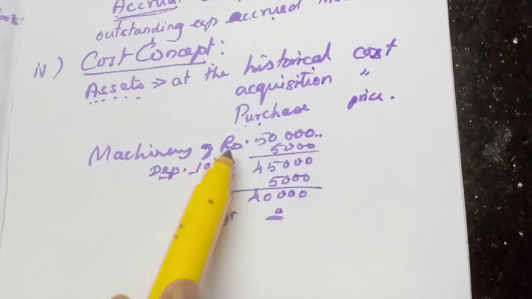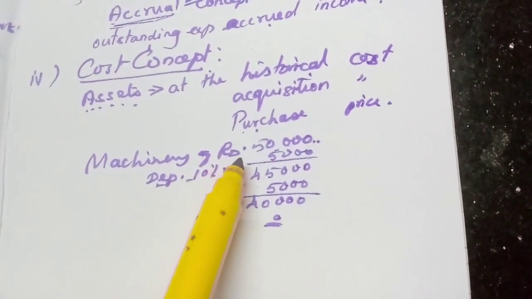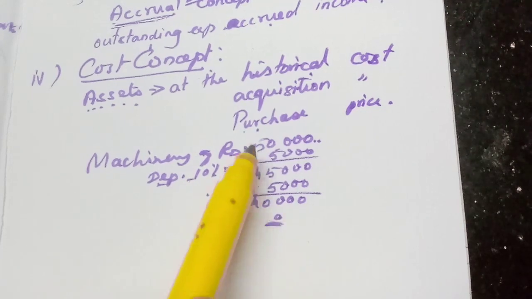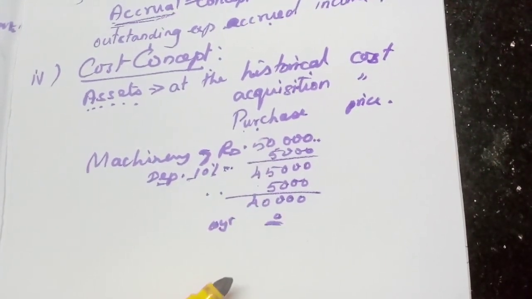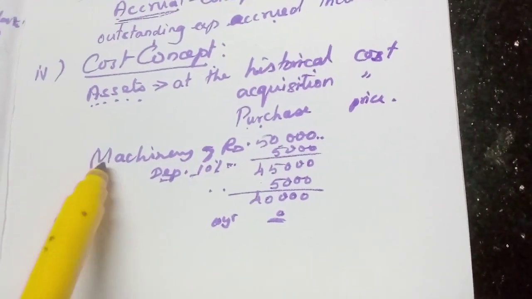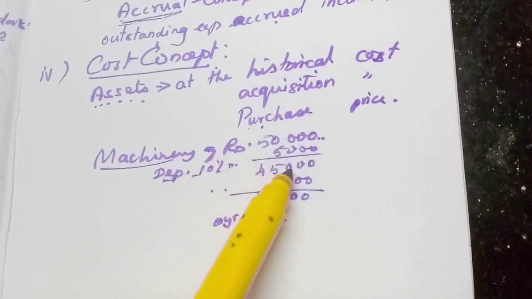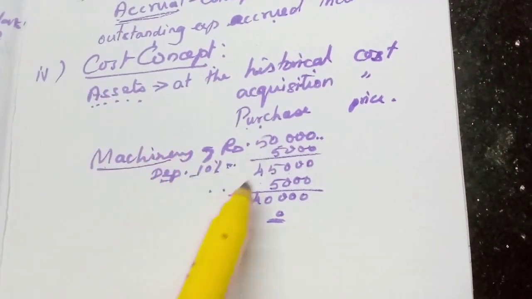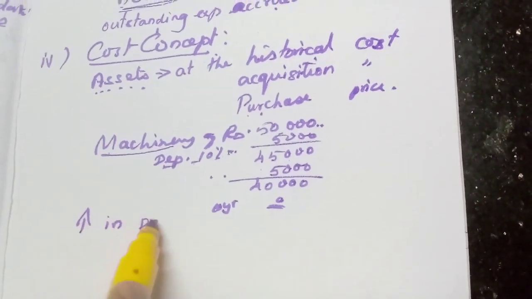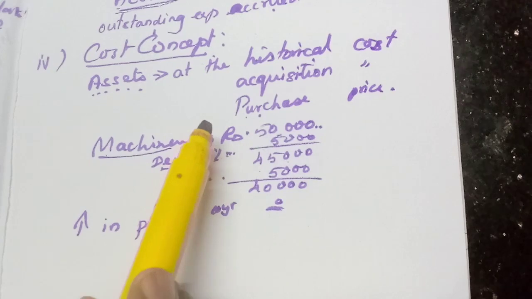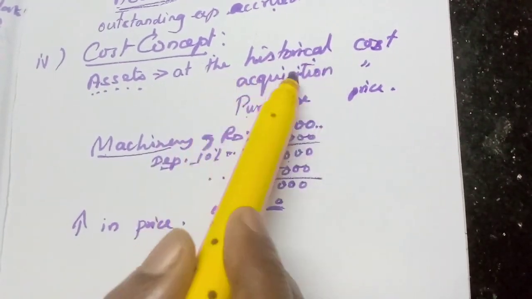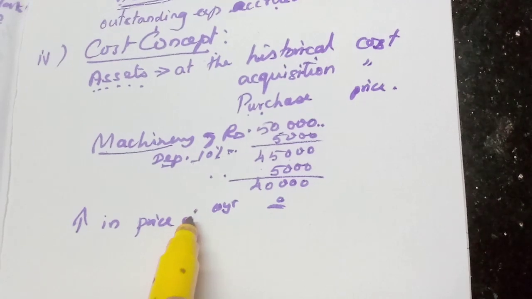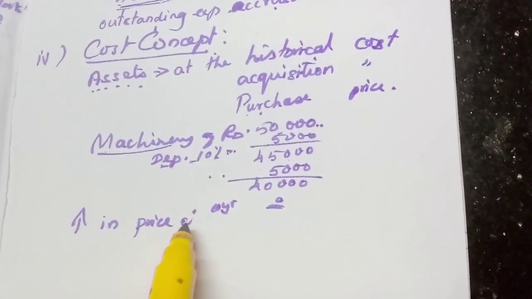But in practice, this machinery's cost after 5 years may increase to 1 lakh. But when we see the books of accounts, after 5 years around 25,000 only will be in the books of accounts. But actually if we go to sell that particular machinery in the market, we can realize around 50,000. That is the demerit of this cost concept. Increase in price is not considered. We only record the value of assets at historical cost, its acquisition cost or purchase price. Understood? So any increase in price or price level changes is not considered.